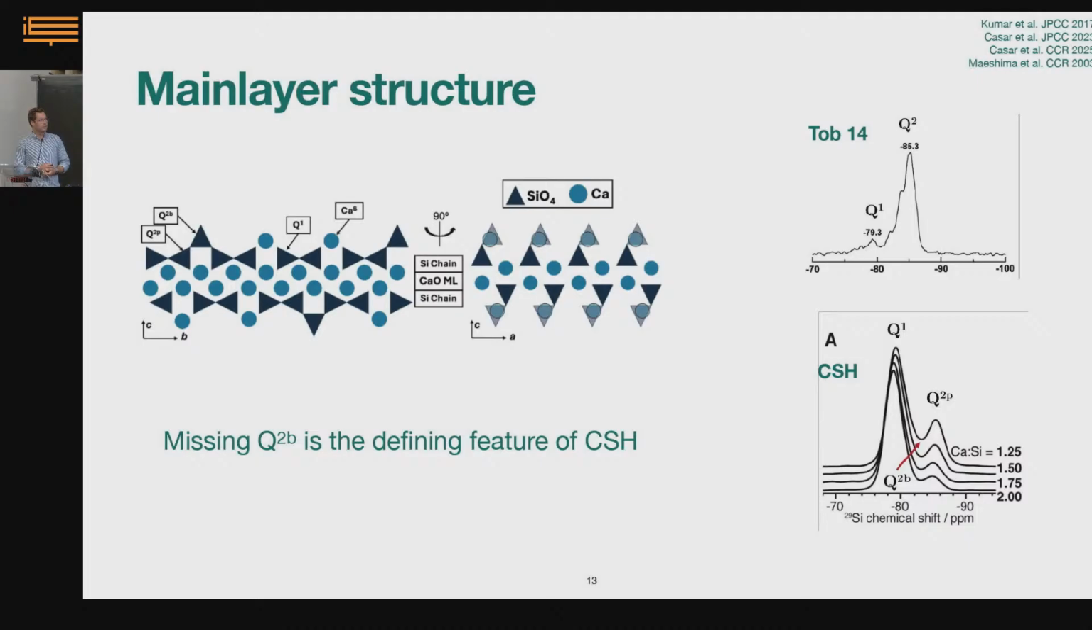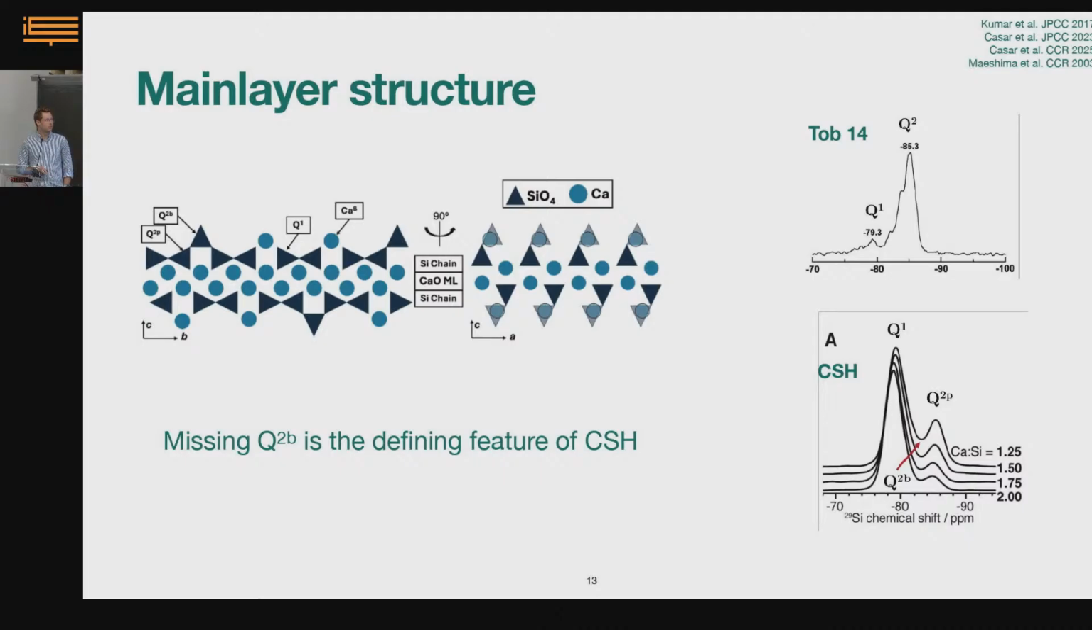So as I said, in tobermorite, the one which was found in nature, we have the silicate NMR. You see that the majority of silicates are indeed Q2. There's some amount of Q1s, but basically it says that the chains are infinite and they always go dimer, dimer, bridging, dimer, dimer, bridging. So all the bridging silicates are present.